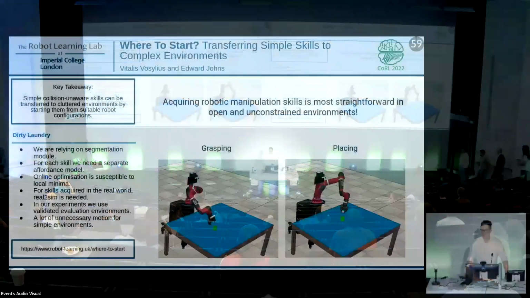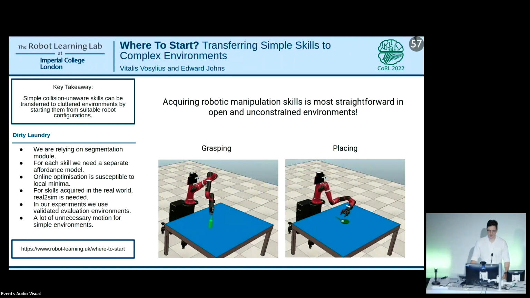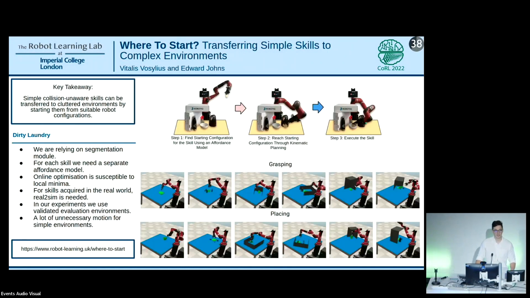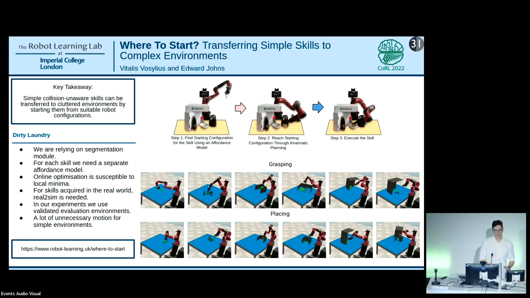Hello, everyone. My name is Vitalis, and I think everybody's going to agree with me when I say that acquiring robotic manipulation skills such as grasping and placing is easiest in open and unconstrained environments. So in this work, we try to transfer these simple robotic skills to complex environments by finding suitable starting configurations for them. For this, we're using a heterogeneous graph-based affordance model, which we optimize at inference. Our method is composed of 3 steps, where we first find these configurations, we reach them using a motion planner, and finally execute already acquired skills.